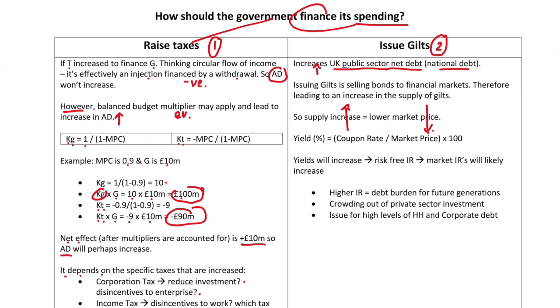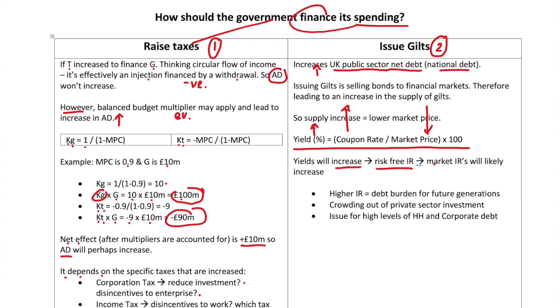Now, thinking about the financial market formula that we must know, yield as a percentage is effectively just the coupon rate divided by the market price, all times 100. If your market price has gone down because of the supply increase, then as that number goes down, your yield increases. So yields are likely to increase. Because yields are effectively just the effective rate on national debt, that's your risk-free interest rate. And if your risk-free interest rate is increasing, that could lead to interest rates in the market increasing.